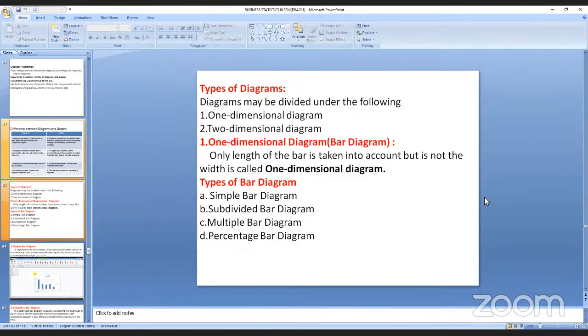In this one-dimensional diagram, the types of bar diagram are simple bar diagram, subdivided bar diagram, multiple bar diagram, and percentage bar diagram. So these all are the types of bars.